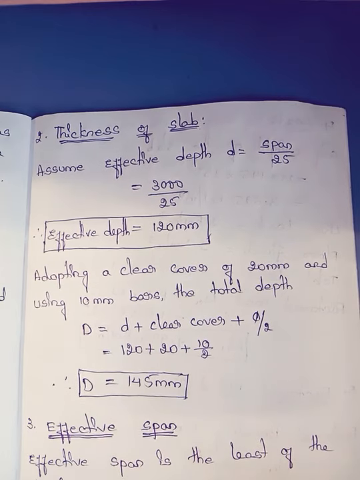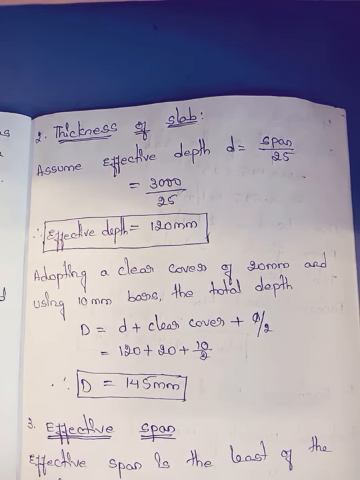Thickness of slab. After writing the given data and knowing whether it is a one-way slab or two-way slab, now we need to find out the dimensions. What is the depth? What is the effective depth? What is the overall depth? What is the effective span? All that we'll find now.